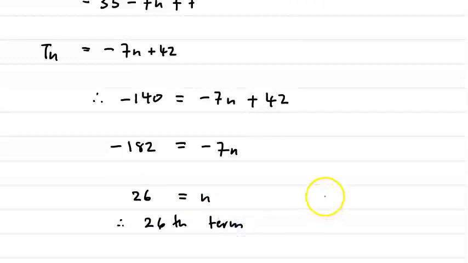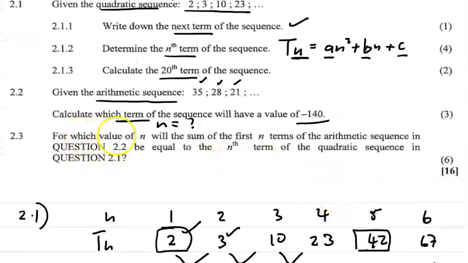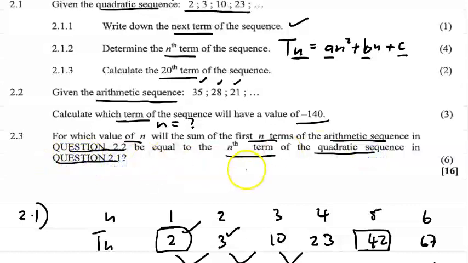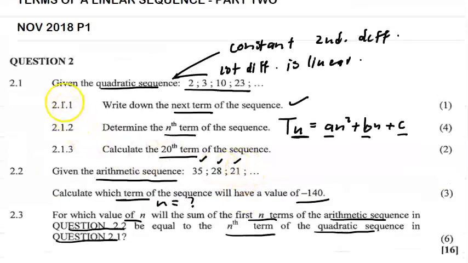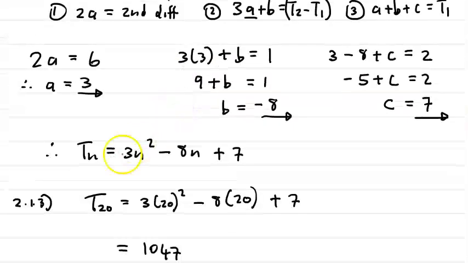Okay, now let's look at the next question. In the next question, we have the following. For which value of n will the sum of the first n terms of the arithmetic sequence in question 2.2 be equal to the nth term of the quadratic sequence in question 2.1? So in question 2.1, we have the nth term of the quadratic sequence, which is Tn equals 3n squared minus 8n plus 7. So let's write that down.